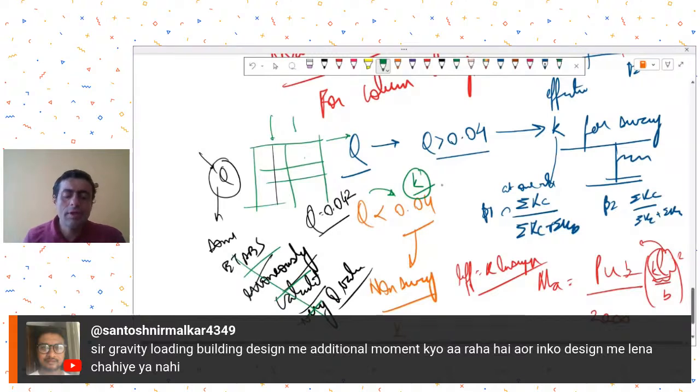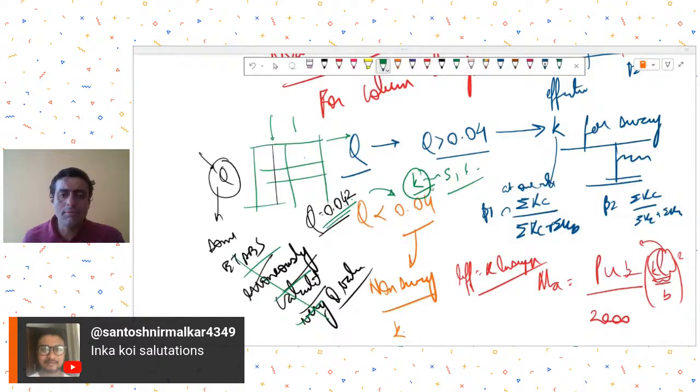Okay, so maybe for a very low Q, let's say 0.042, just sway frame, still the K may be 5, 6, 7 in that region, and because of that, very high additional moments are getting assumed by the software for column design, and therefore you might get very high column reinforcement percentage. So this is a common problem that is seen. What is the solution for this?